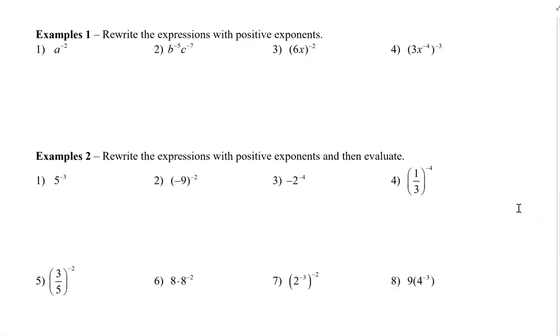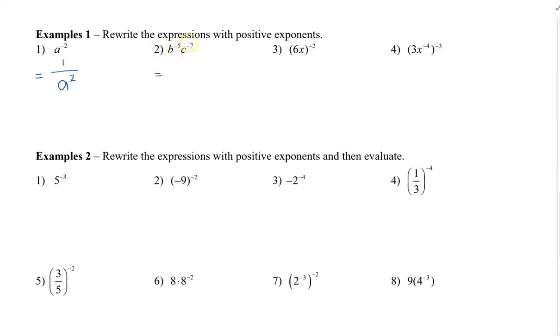In these first examples that we're going to take a look at, all of these expressions have variables in them. And then we're going to look at other examples where they are numbers. So rewrite the expressions with positive exponents. So here we have a to the negative 2. And using our negative exponent rule, we would then rewrite this as 1 divided by a to the power of positive 2.